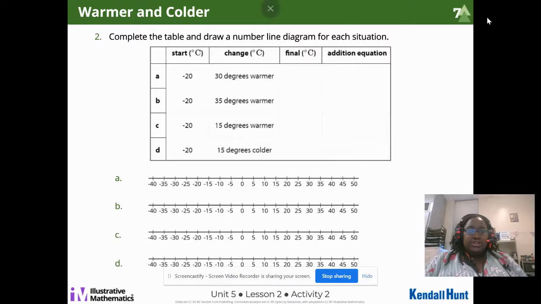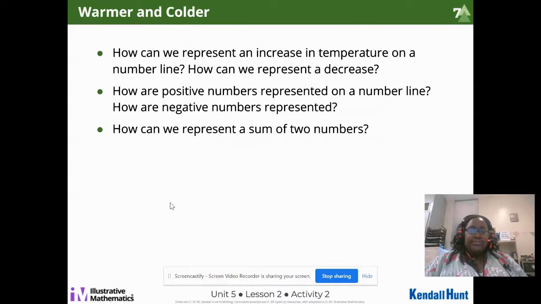And then it's the same situation here. The only difference is you're starting at a negative 20. If I start at a negative 20 degrees and it got 30 degrees warmer, remember, warmer means you're adding and colder means you're subtracting. Again, you're going to write your final answer here, show the equation in the fourth column, and then simulate that using the number lines.